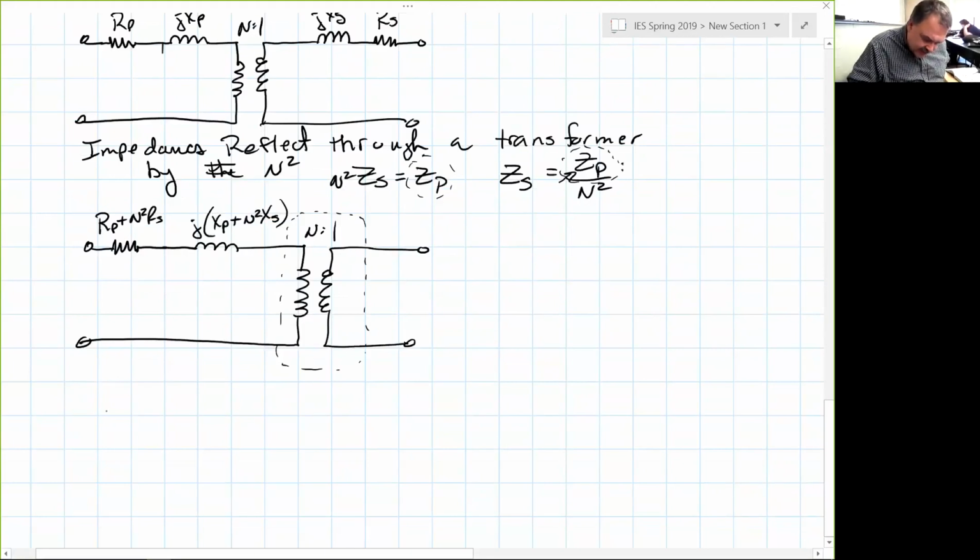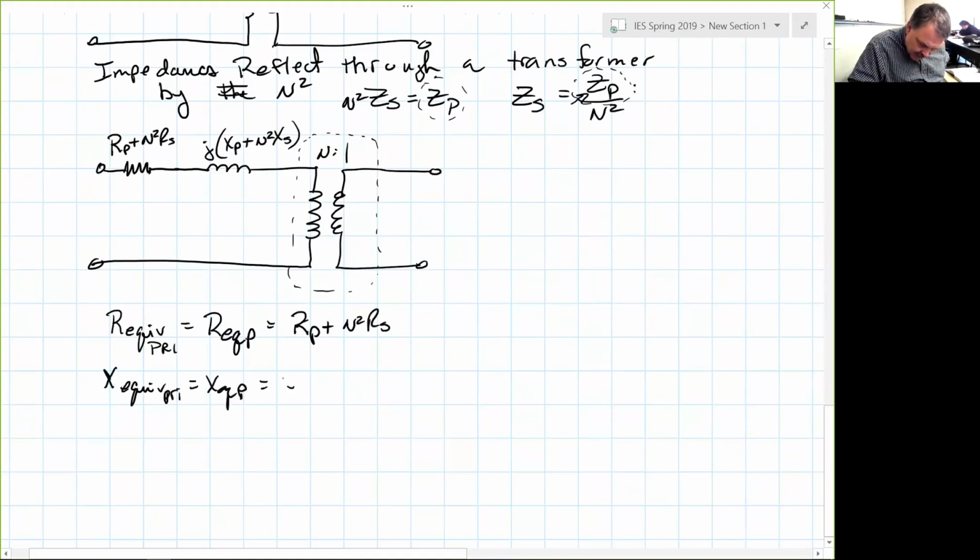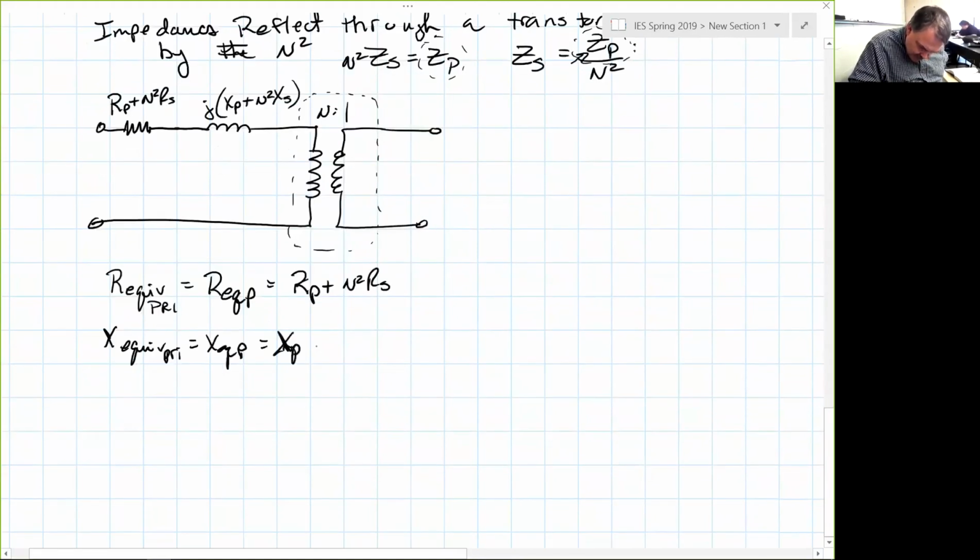Now, we have a special name for each of these items. We call them the equivalent resistance, and usually they explain that this is reflected to the primary. So I might call it R equivalent primary, REQP, is R primary plus n squared R secondary. X equivalent primary is equal to X primary plus n squared X secondary. So then we can write Z equivalent equal to R equivalent plus j X equivalent.